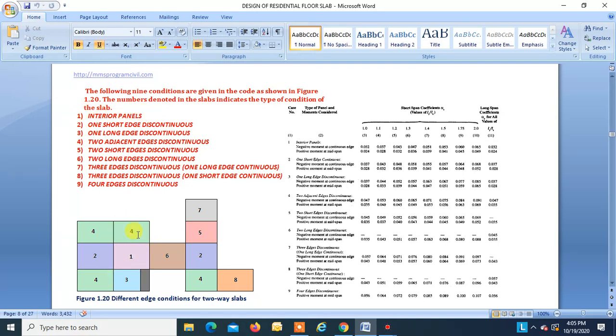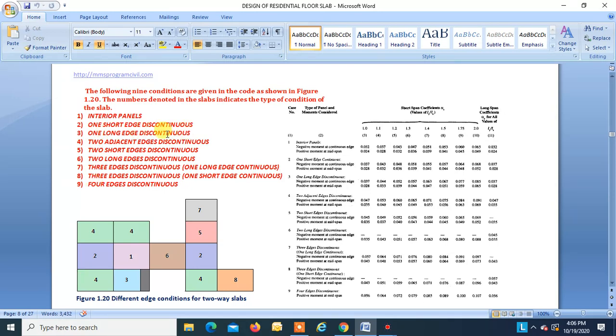So this slab is continuous. It is an interior panel. It has slab on all the four sides, so it is an interior panel. Number two: one short edge discontinuous. This is the short edge, it is discontinuous, and the other three boundaries are continuous, right?